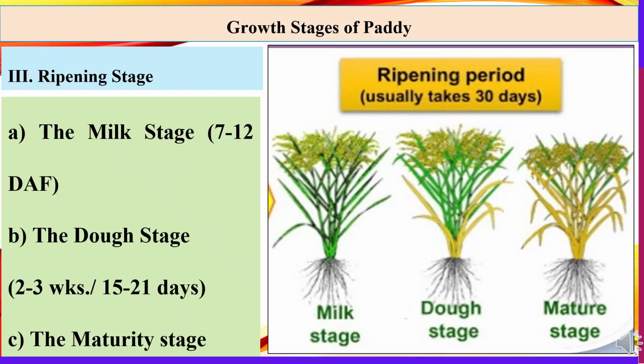The ripening stage of rice starts with the milk stage, 7 to 12 days after flowering, when grains are filled with a milky, fluid endosperm. It is followed by the dough stage, about 15 to 21 days after flowering, where the endosperm thickens into a soft or hard dough as starch accumulates. Finally, in the maturity stage, grains become hard, turn golden or brown, and moisture content drops to harvesting levels, marking the completion of the crop's life cycle.